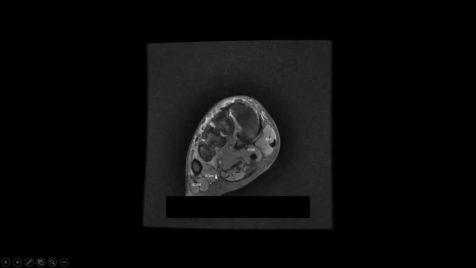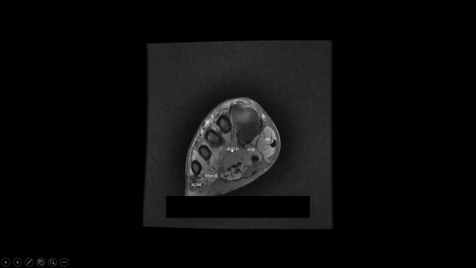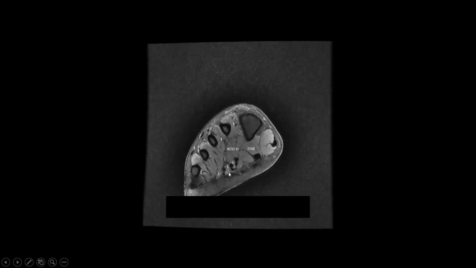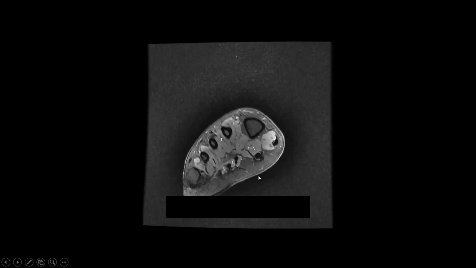As we are moving towards the toes, we can see adductor hallucis, flexor hallucis brevis, flexor digiti minimi brevis, and adductor hallucis. We can also see lumbrical muscles and the interossei muscles, which are between the metatarsal bones, and lumbrical muscles are between the tendons. So these are the muscles of foot.